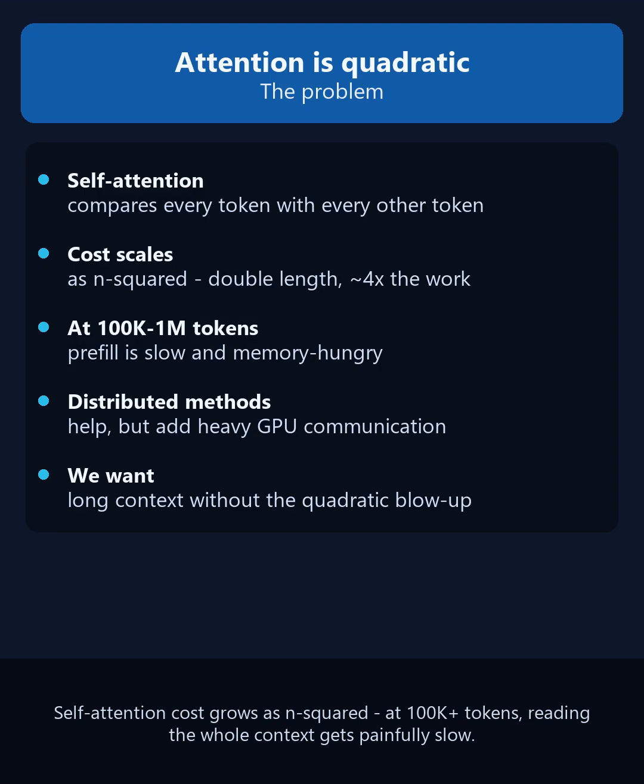Start with the pain. Self-attention has quadratic cost. For a sequence of length n, the model does on the order of n squared comparisons. At a few thousand tokens, that is fine. At 100,000 or a million tokens, the prefill step, where the model reads the whole context, becomes painfully slow and memory-hungry. Distributed methods help, but passing data between GPUs adds heavy communication overhead. We need long context without the quadratic blow-up.